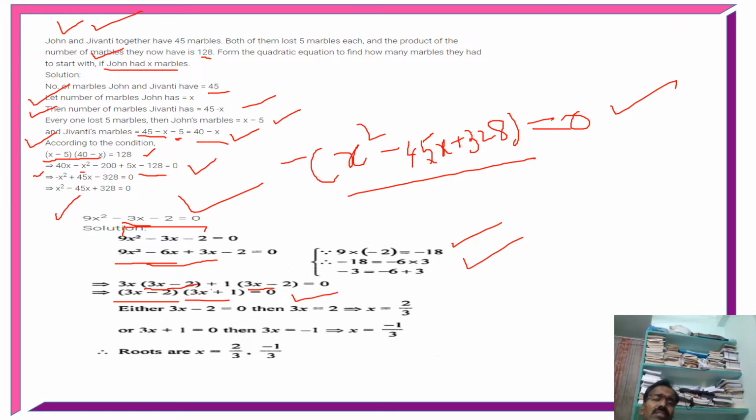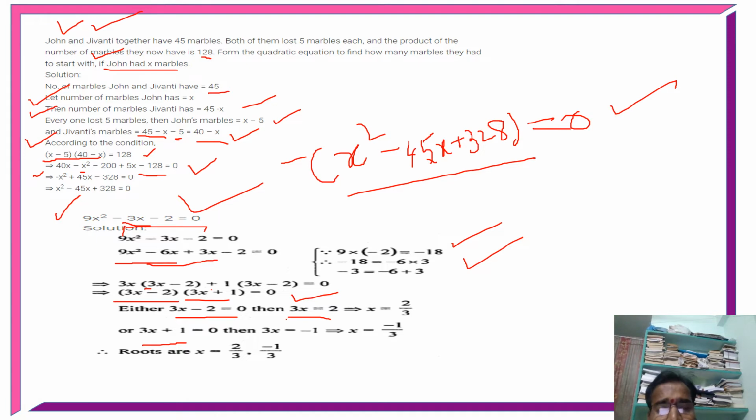Now we need to find the roots. When the product of two binomials is 0, it means any one should be 0. That is why either 3x minus 2 equals 0 or else 3x plus 1 equals 0. If we equate this one, minus will become plus.